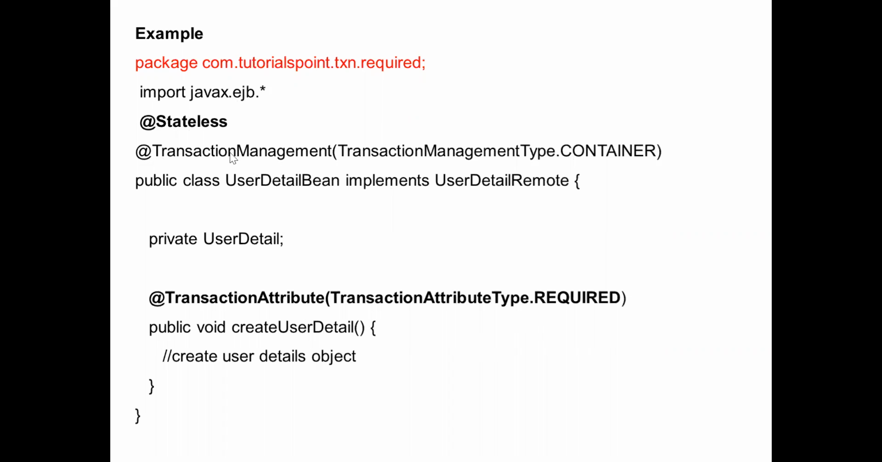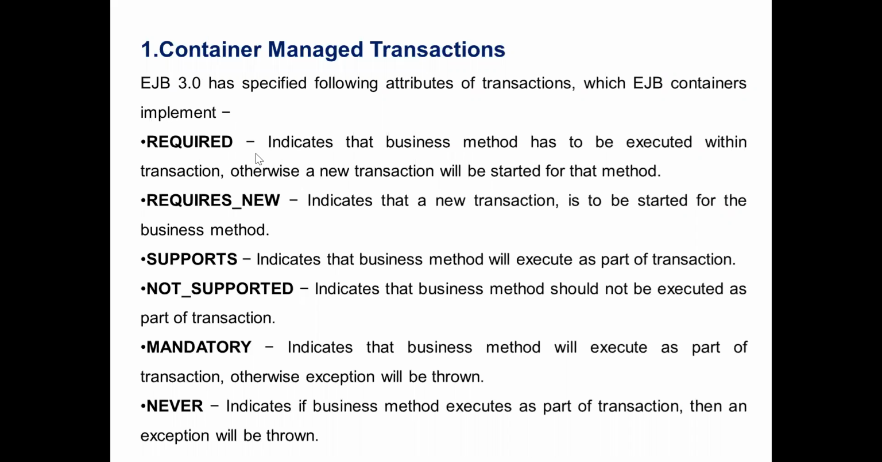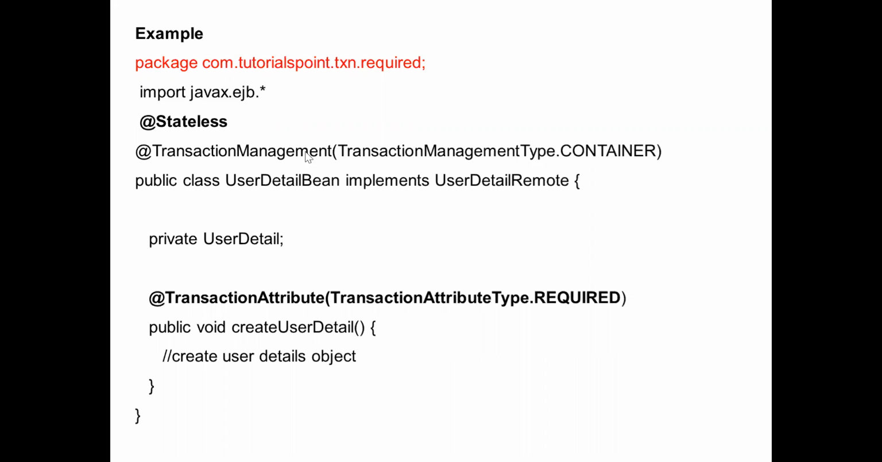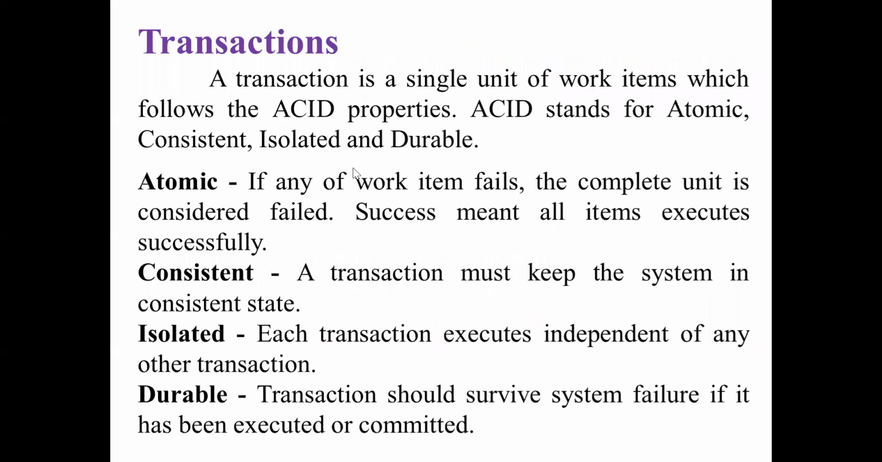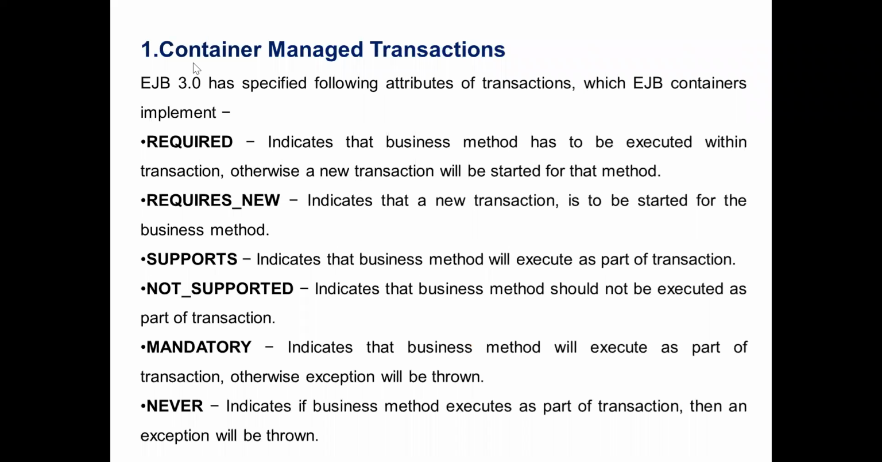So the main concept is here. We have to use required. Required means it indicates the method to be executed within the transaction. Otherwise, a new transaction will be created. So if it is not executed within one, we can create a new one and the new one will be executed. So this is a simple example of using a transaction in container managed transaction with the use of the attribute required, that is an annotation.